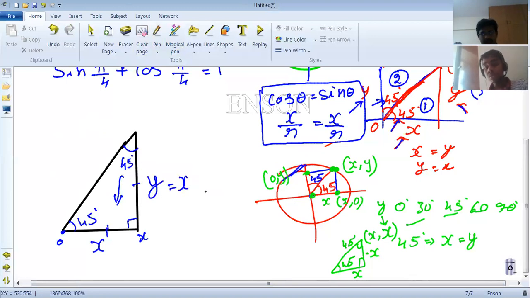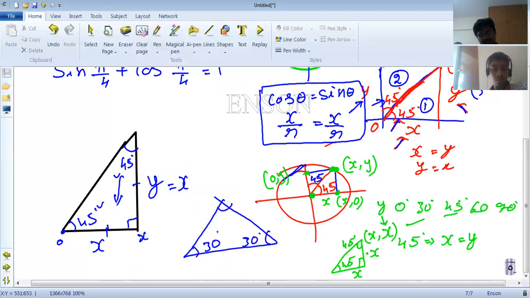Nothing but two angles are equal in the sense opposite lengths must and should be equal. For example, if you are taking a triangle like this 30, and this is 30, and this is around 120 degrees, then this length and this length must and should be equal. For example, if I am taking the length of this side as a, this length must also be equal. Why? Because it's an isosceles triangle. The angles are equal and opposite lengths also must and should be equal only.